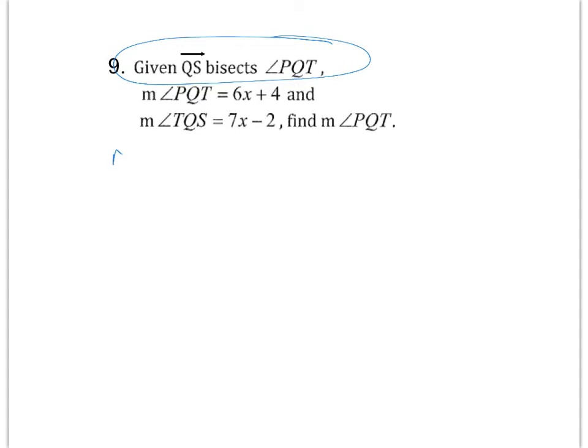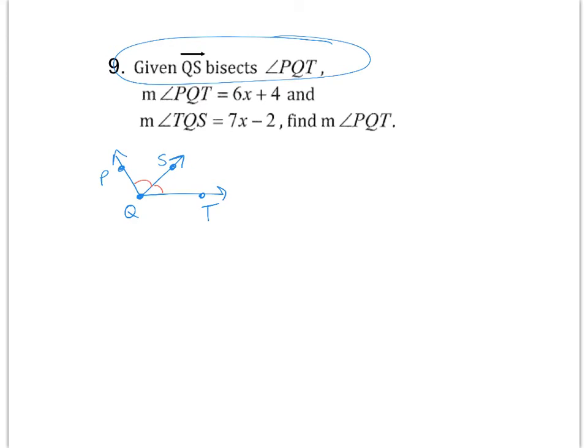All right, if you've unpaused the video, here's what I did. I had angle PQT. So here's P, here's Q, and here's T. Your angle might be bigger or smaller than mine, that's fine. But it says given ray QS bisects angle PQT. So I'm gonna try to cut that in half. In other words, this side is the same as this side. And this is going to be point S. So now you can see ray QS, it's bisecting that angle.